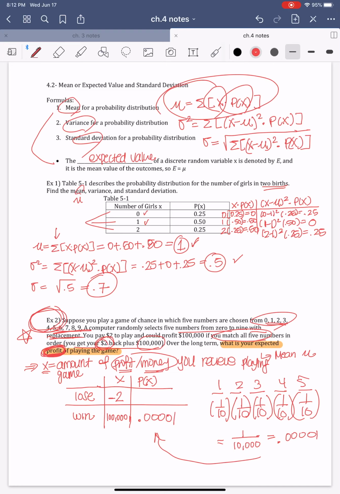So that will be your winning probability, 0.00001. Then what will be losing? Well, if this is winning from the 100%, then 1 take away 0.00001 will give you 0.99999, right? Because remember, these two have to add up to 1. So 1 subtracted by 0.00001 gives that value, 0.99999.